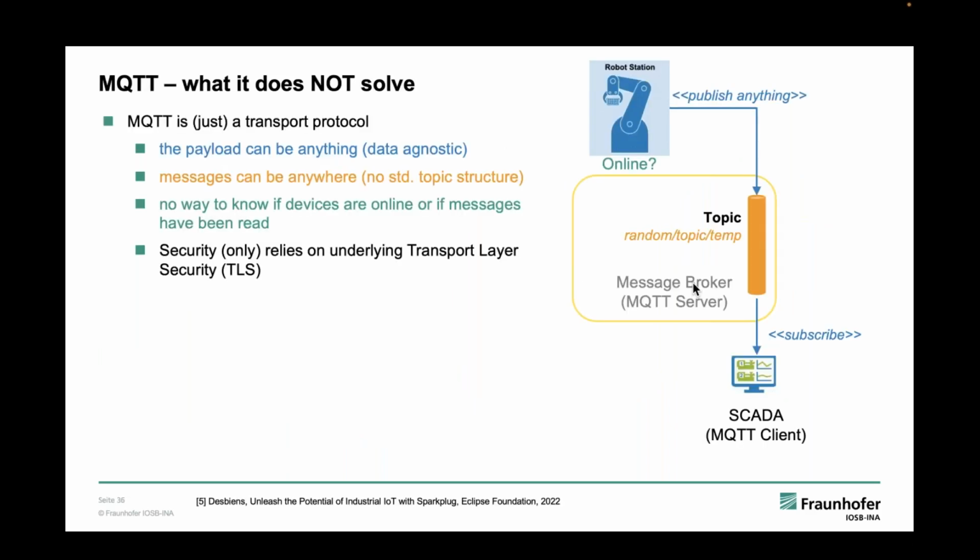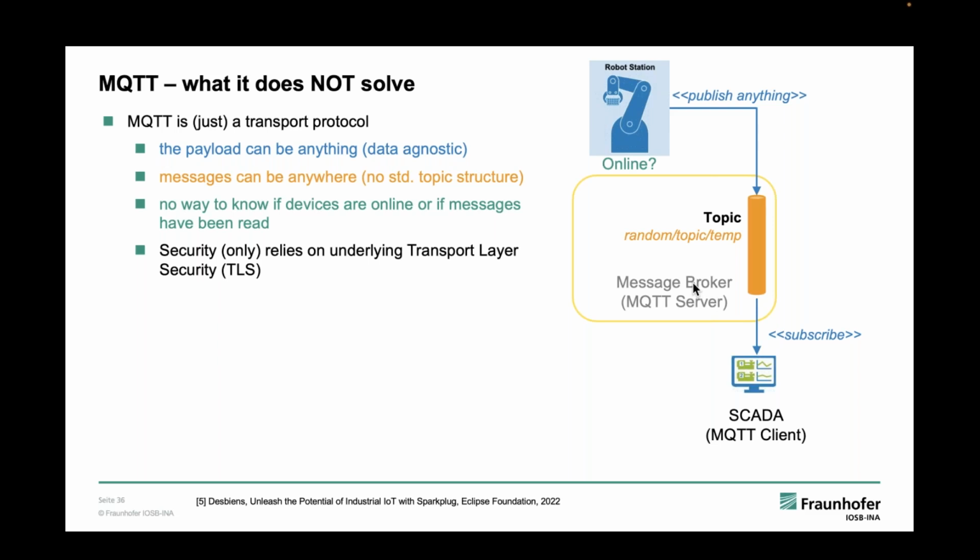And there we can also already come to some challenges and think about what MQTT does not solve. Basically, MQTT is just a transport protocol. It sits on top of a reliable transport protocol, like for instance TCP, and defines this publish-subscribe mechanism. And we said data agnostic is a pro. The payload can be anything. It's data agnostic.